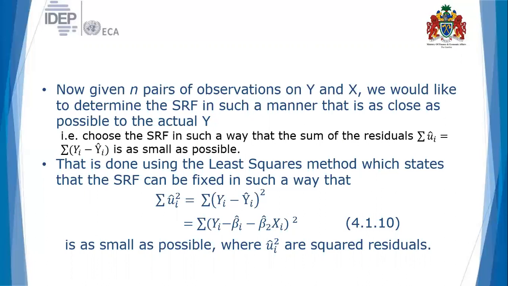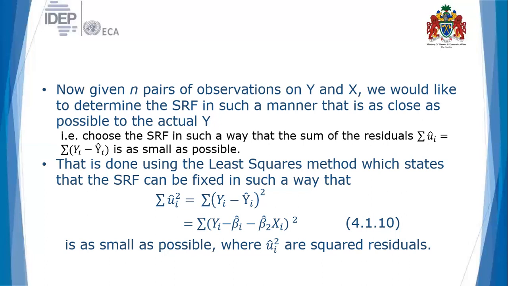So this involves choosing the sample regression function in such a way that the sum of the residuals, the sum of the estimated errors, which is the sum of y_i minus y hat_i, is as small as possible. In other words, we want to reduce the errors in estimating the population values from the sample values.